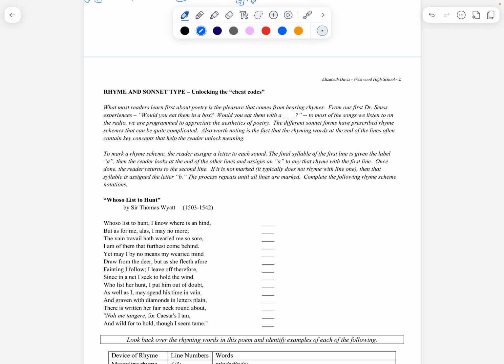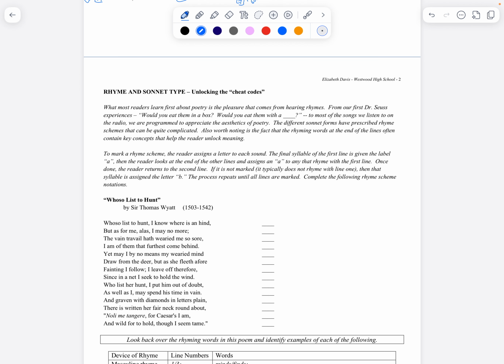So first things first, we're going to read this section at the top, okay? And it says, what most readers first learn about poetry is the pleasure that comes from hearing rhymes. From our first Dr. Seuss experiences, would you eat them in a box? Would you eat them with a fox? Okay, so to most of the songs we listen to on the radio, we are programmed to appreciate the aesthetics of poetry. The different sonnet forms have prescribed rhyme schemes that can be quite complicated.